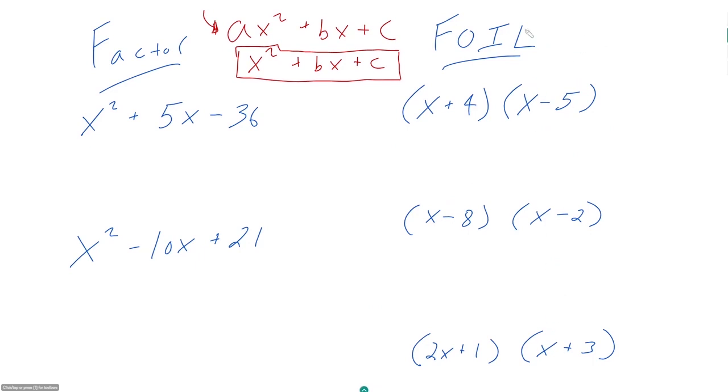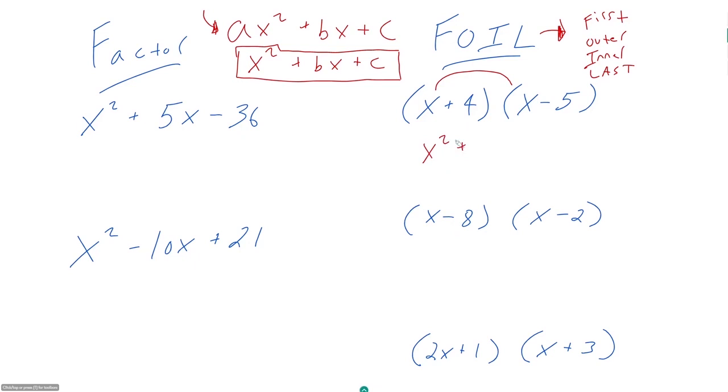And the reason I want to start here is because FOIL is actually an acronym telling you exactly how to multiply out your terms in order to distribute this factored quadratic equation. So FOIL stands for first, outer, inner, last, and that is exactly how we are going to multiply out our terms. So first we multiply our first terms. So that would be x times x, and that will give you x squared.